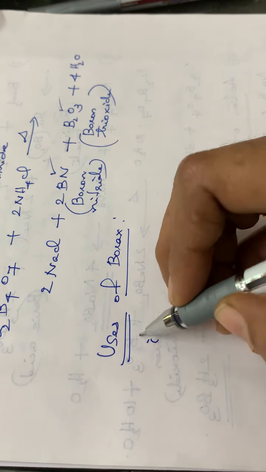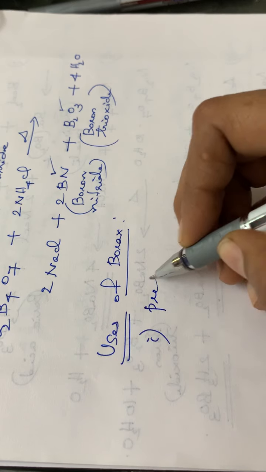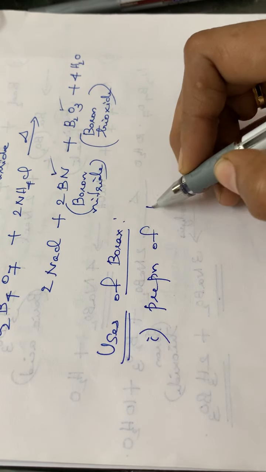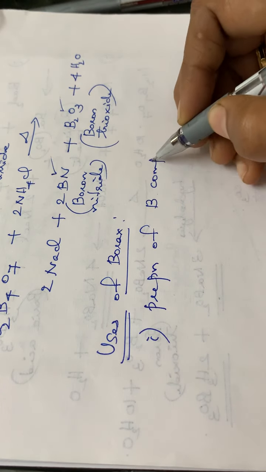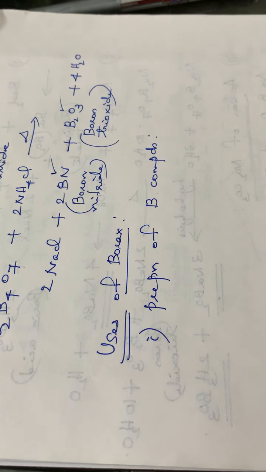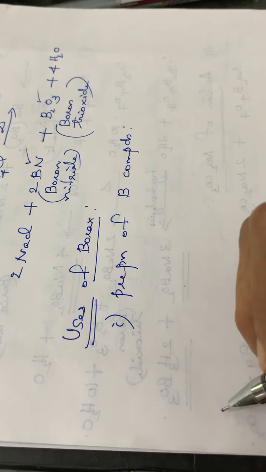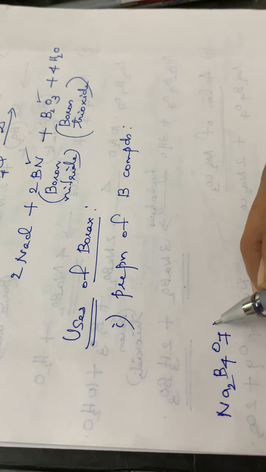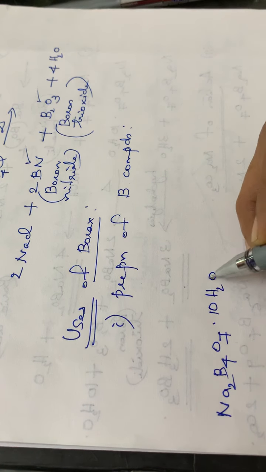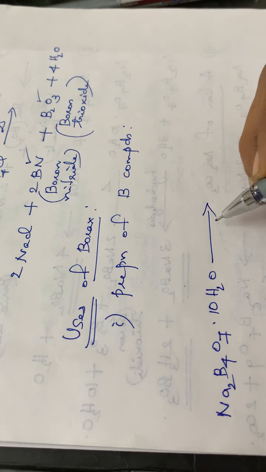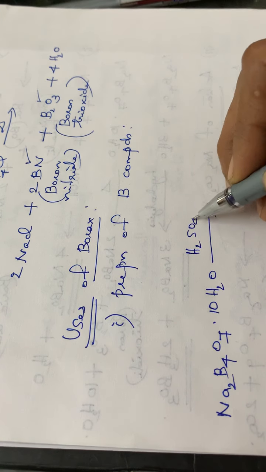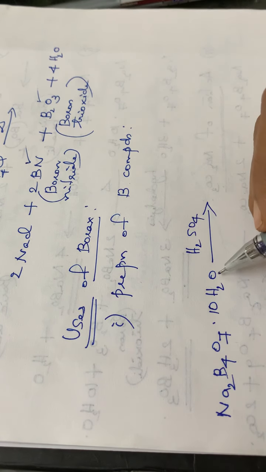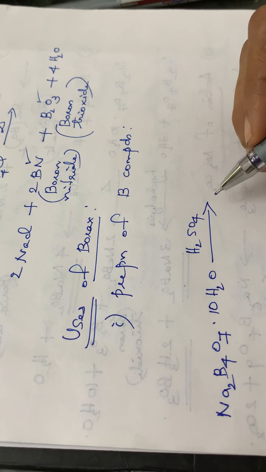See, first one, this borax, it is used for the preparation of boron compounds. From borax, we can prepare different types of boron compounds. So we can go through some of the reactions. So first reaction, Na2B4O7·10H2O on treating with sulfuric acid. Okay, first reaction on treating with sulfuric acid, what is the product there?